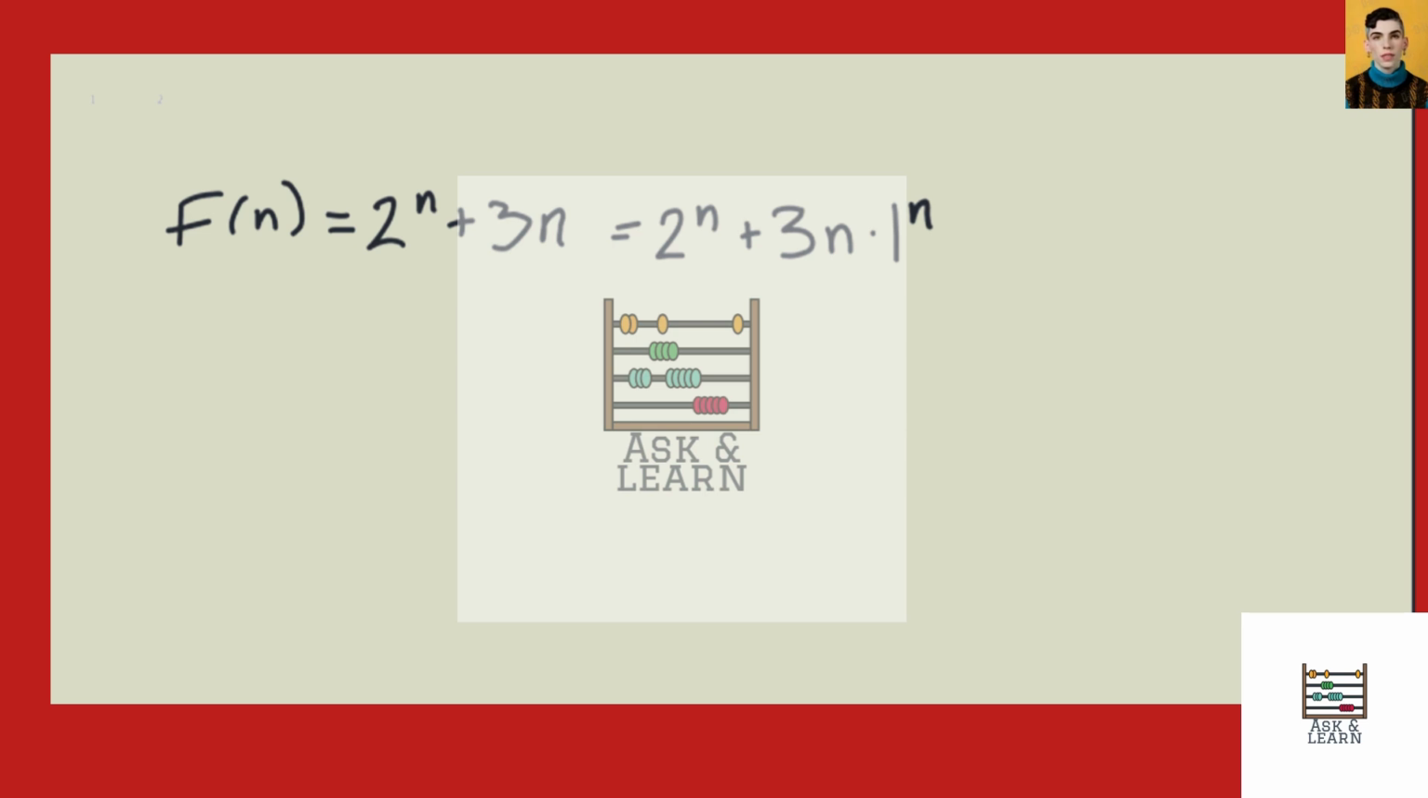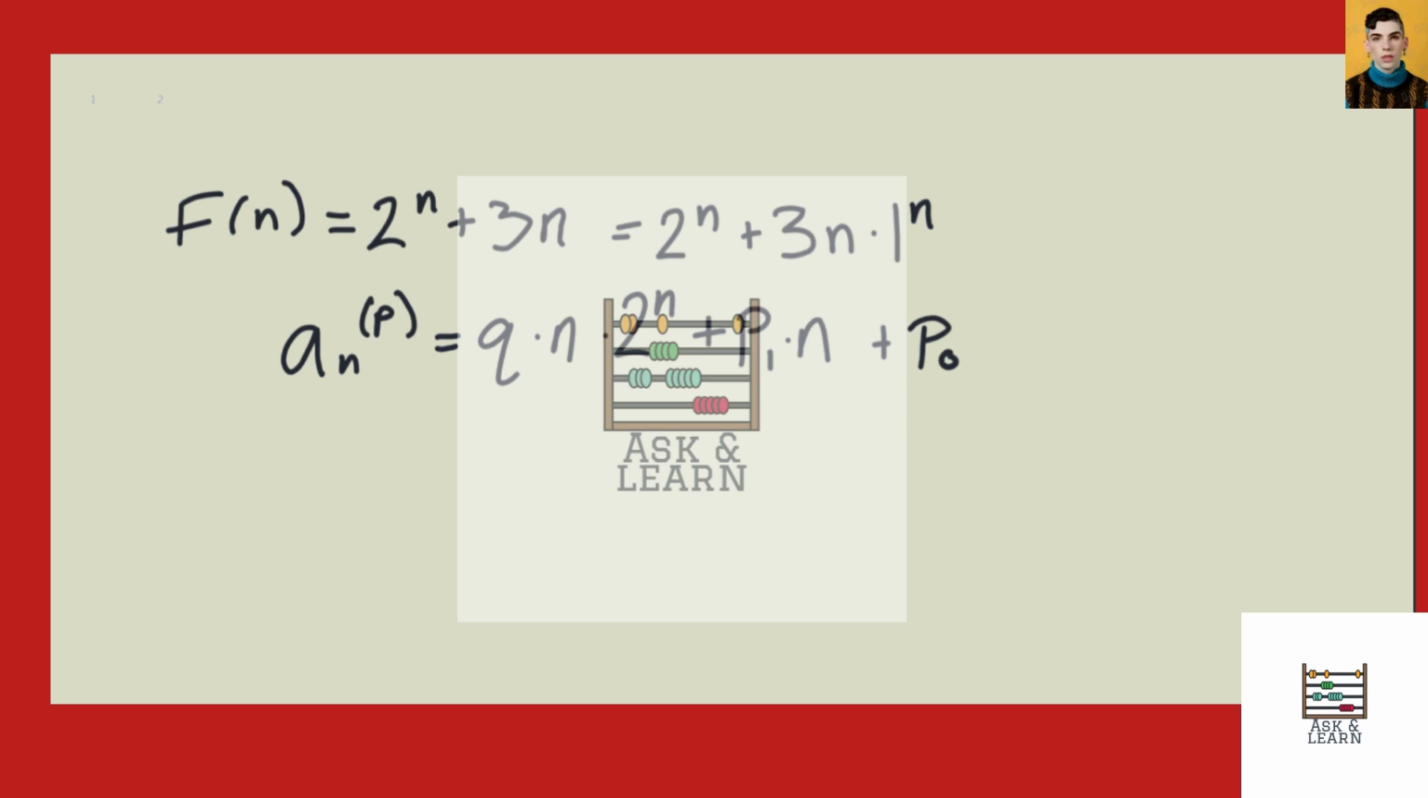So we're looking for a particular solution going to be in the form of q times n times 2 to the power of n plus p1 times n plus p naught.